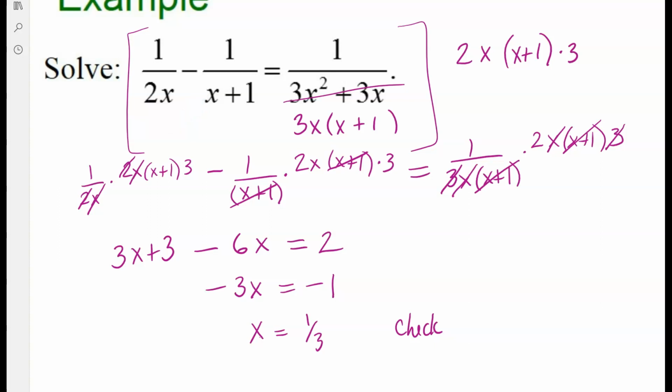And then when I go to the next one, I have 3 times 1/3. Those are reciprocals, so that's 1. That's definitely not 0. And then 1/3 plus 1 is not 0. So there's no way that 1/3 makes that last denominator equal to 0, and that means that this checks out. This is my answer.